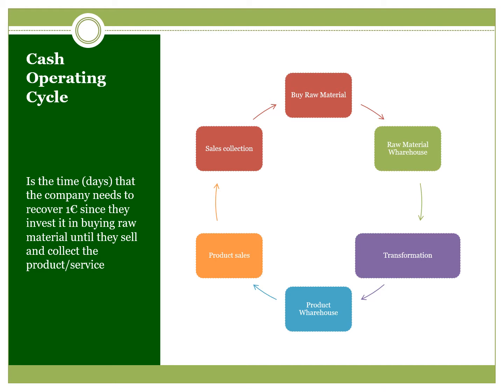So the first thing that the company does is buying raw material. And that raw material goes to a warehouse. It will wait in the warehouse until the productive department asks for the raw material in order to start the transformation to convert it into the final product. Once this transformation has happened, the final product usually goes to a product warehouse where it waits until it's ready to be sold. And after selling it, the company usually needs to wait a little bit more until they can get the collection of those sales. Once they get the collection, they already have cash. They have cash to buy new raw material and start the cycle again.